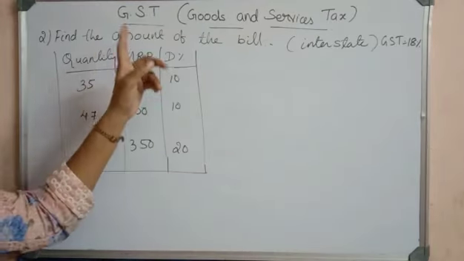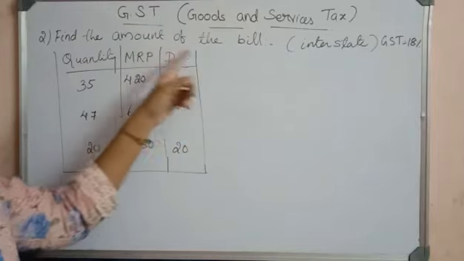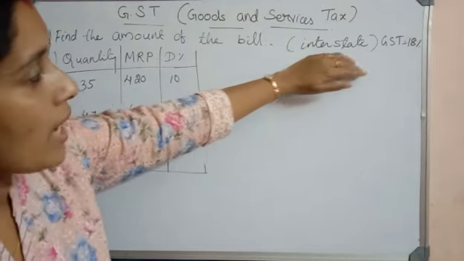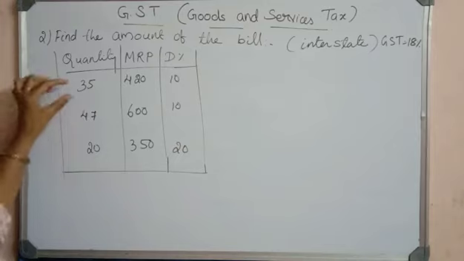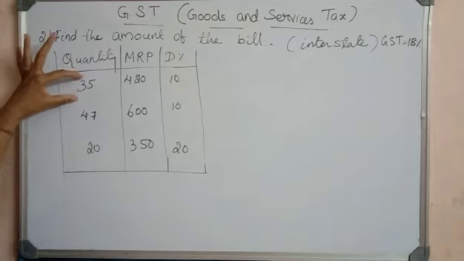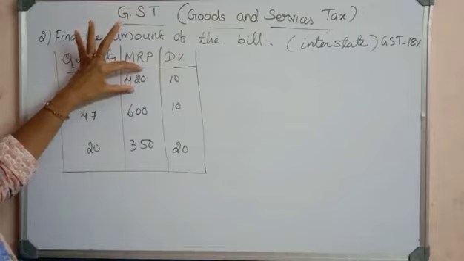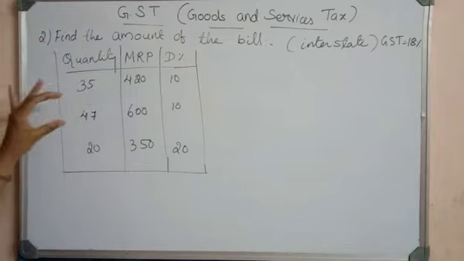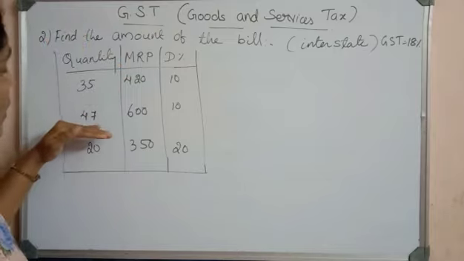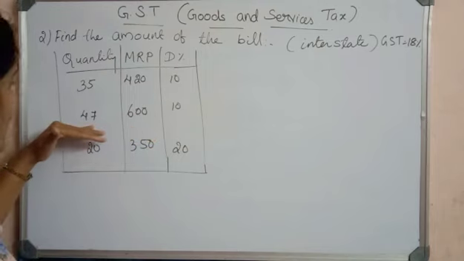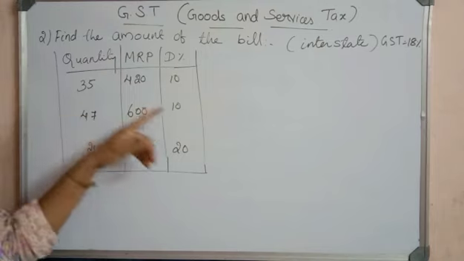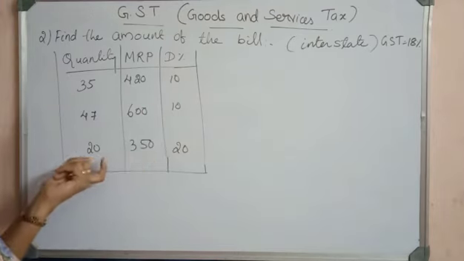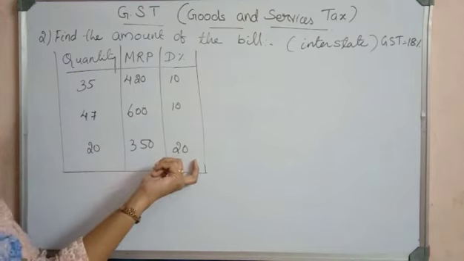Let's consider one more question to understand it more clearly. Find the amount of the bill. An interstate transaction is taking place, and the GST is 18%. Here the number of goods is 35, with 420 rupees as the MRP of each item, and the discount offered is 10% for that particular item. And the second item is of 600 rupees each, the quantity is 47, and the discount is 10%. The next goods cost 350 each, the quantity is 20, and the discount is 20 percent.